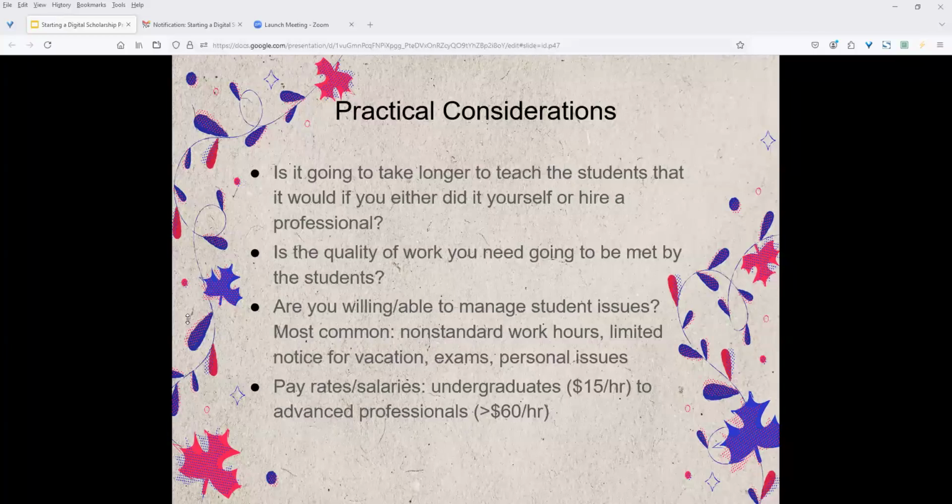Are you willing or able to manage student issues? So what are the most common issues with students, right? Non-standard work hours, limited notice for vacation, exams, and personal matters. I mean, that's just life. So those are the things you have to consider. And then also pay rates and salaries. Undergrads, was it 15 bucks an hour or something? Maybe it's more, I'm not too sure. Are you going to be hiring instead someone who's an advanced professional, in which case you can get kind of pricey very quick.